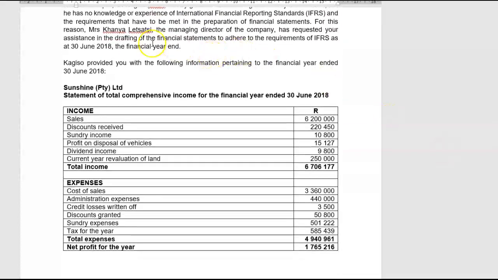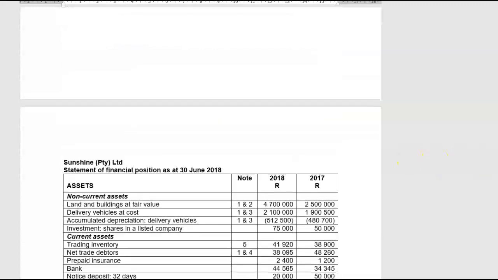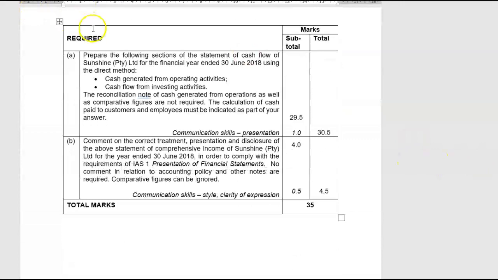The financial year end is 30 June 2018. They give you the following statement of comprehensive income. Now, this is also a combination question. In the A part of the question, they want the two sections in the statement of cash flow: cash generated from operating activities and cash flow from investing activities. They want you to follow the direct method, and the reconciliation note as well as comparative figures are not required. So I do not have to do the reconciliation note.